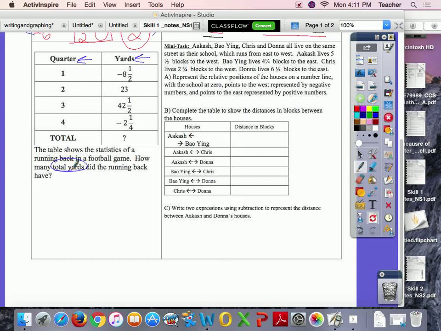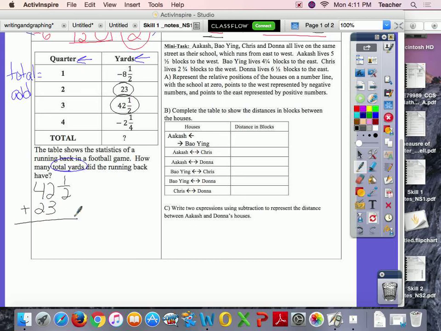So what is total yards telling us? Well, total is usually telling us that we're going to have to add everything together. So what did we add together? Well, if it were me, I would add my like terms. So I would add all my positive numbers first. So I have 42 1/2 plus 23.